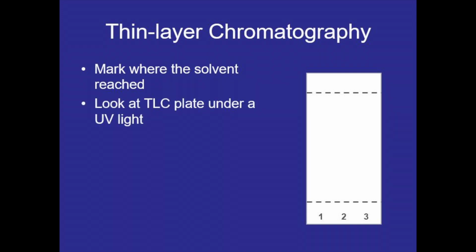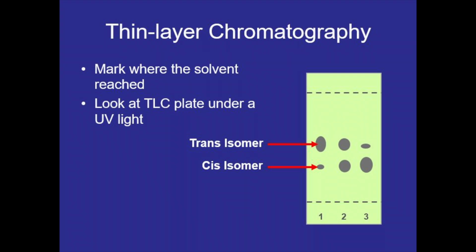Then we'll observe the TLC plate under a UV light so that we can see where the compounds ended up. Here, the top spot would be for the trans isomer. Since it is less polar, it wouldn't have interacted as much with the silica gel and would have moved farther than the cis isomer, meaning that the bottom spot would be for that cis isomer.